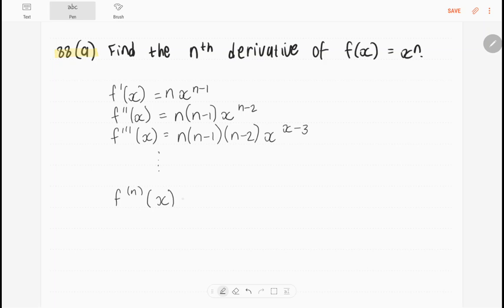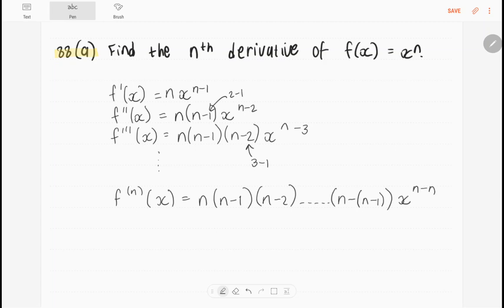So what we have here is n multiplied by n minus 1 multiplied by n minus 2 all the way up to n minus 1. Can you see, if you look here, 2 is just 3 minus 1, and 1 is just 2 minus 1. So in the case of the nth derivative, we have n minus 1, and then we have x to the, there's a little mistake there, that's supposed to be an n. It's n minus n, because for the third derivative we had a 3, for the second we had a 2, and for the first we have a 1. So for the nth we have an n. This is just x to the 0, which is just 1. This is going to be n minus n plus 1, which is just 1.